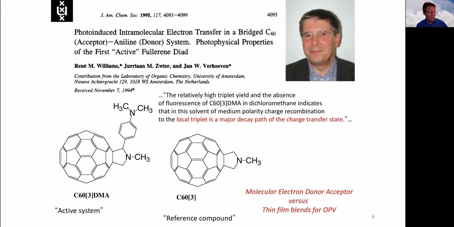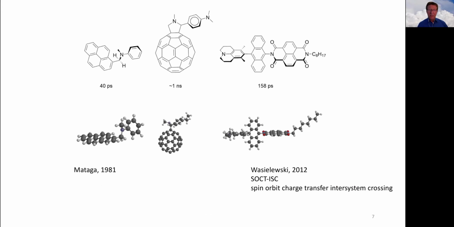So we have also observed this process even back in 1995. We saw that the fluorescence of this, what we call active fullerene dyad, was quenched by electron transfer, but still mainly a triplet state was formed. So that shows that the decay is the triplet. Even earlier, in 1981, a Japanese photochemist, Mataga, and colleagues saw even triplet formation by charge recombination occurring in about 40 picoseconds in a system containing pyrene and dimethylaniline.